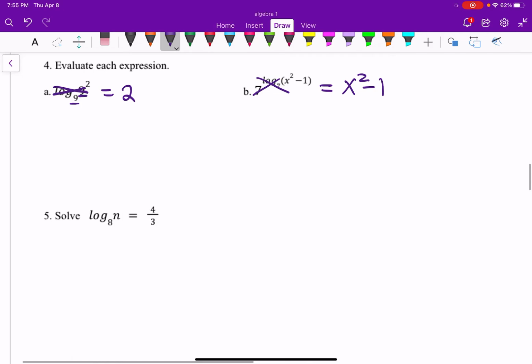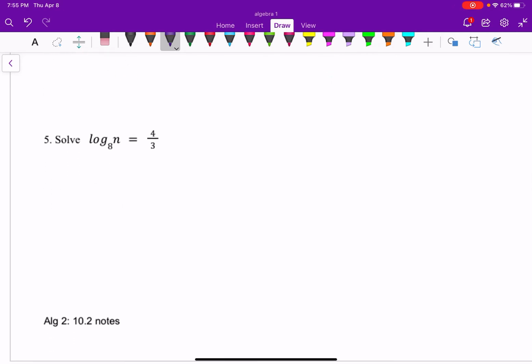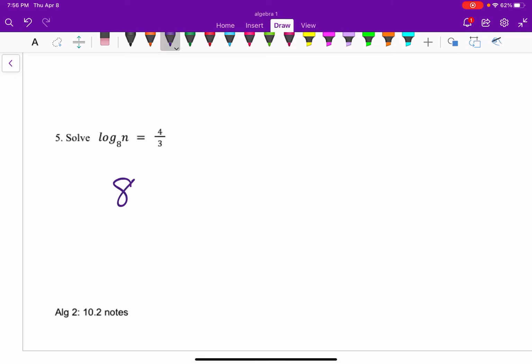Okay, now let's look at this one. This is a little different. This is how we solve a logarithm. We have log base 8 of n equals 4/3. Let's rewrite this. If you don't know what else to do, let's change its form. It is in log form, so let's put it into exponential form. Again, 8 is our base, and these two switch. So it's 8 to the 4/3 equals n. You can either use your calculator to do 8 to the 4/3, or you can go with what you know. Remember, if 3 is in the denominator, it really means the third root of 8 to the 4th power.